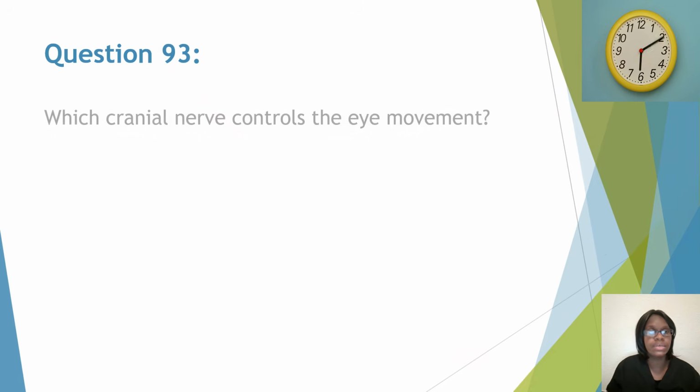Question 93. Which cranial nerve controls the eye movement? A, 1, B, 2, C, 3, D, 4.